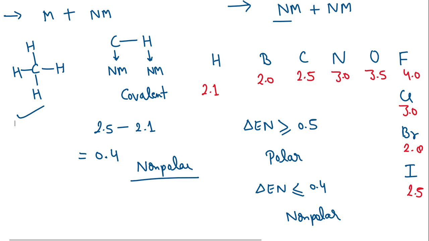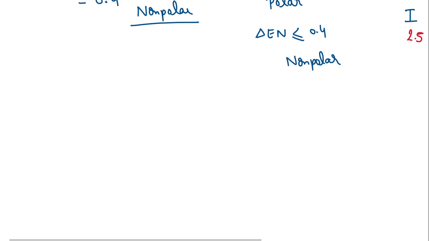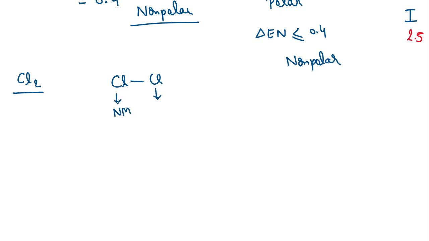Our next molecule is Cl2. So in Cl2 both atoms are the same, so electronegativity for both atoms will be the same, and chlorine is non-metal. So this molecule is also non-polar.